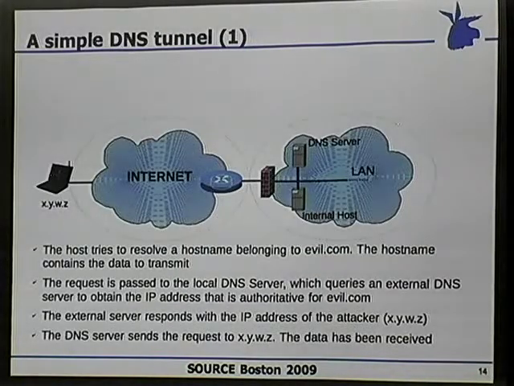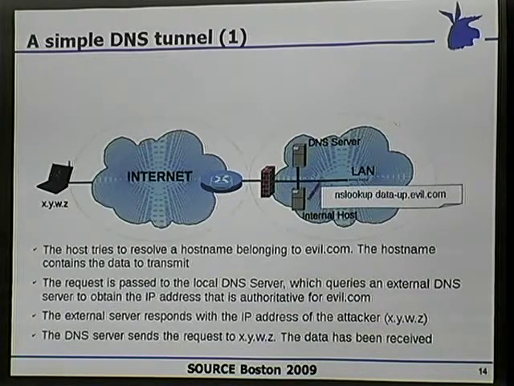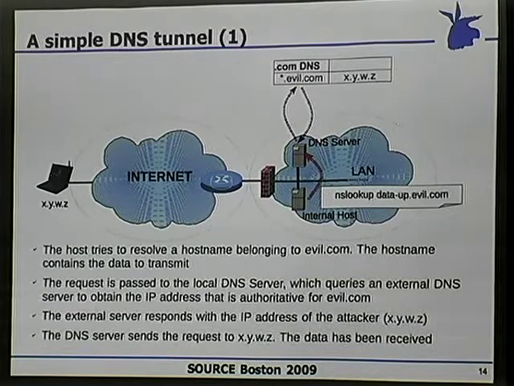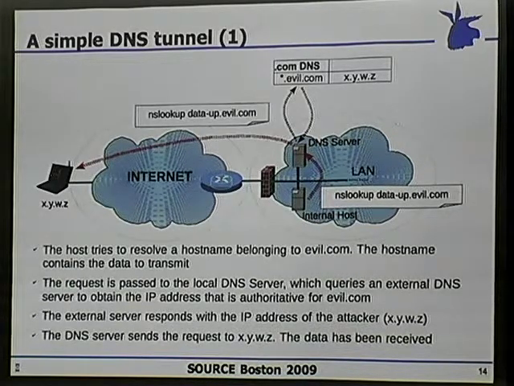And the way it works, in a nutshell, basically, you make the internal host take the data that you want to exfiltrate, build up a host name with it, and call NSLOOKUP, for instance, to the local DNS server. The DNS server will ask the .com DNS server who is authoritative for evil.com. It will get the answer that XYWZ is authoritative, and then the request will be passed on to our box, and we will receive our data. We take the domain name, we just decode it, and we just have our data.